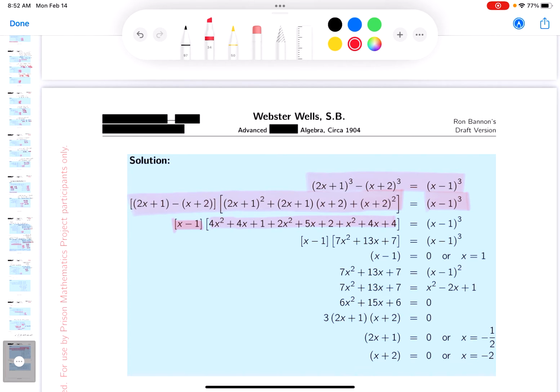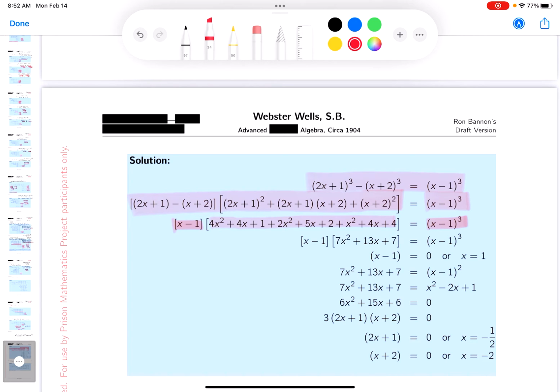If you took the 2x plus 1 squared, you get 4x squared plus 4x plus 1. And then if you took 2x plus 1 times x plus 2, you'd see 2x squared, 4x, 1x, 5x plus 2. And then if you took x plus 2 and squared it, you get x squared plus 4x plus 4. Yeah, it took work to get there. Now, I want to get the next line for you.